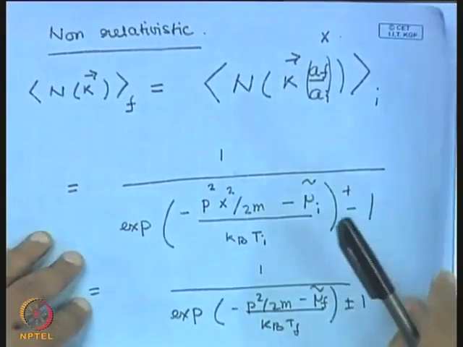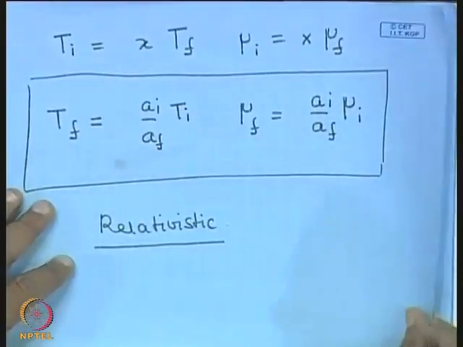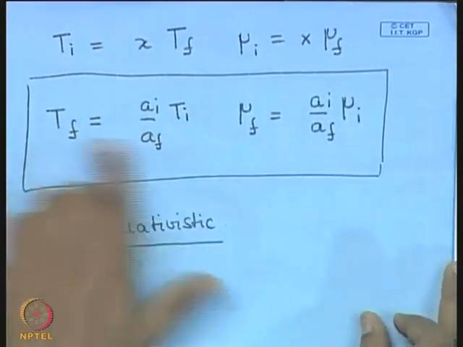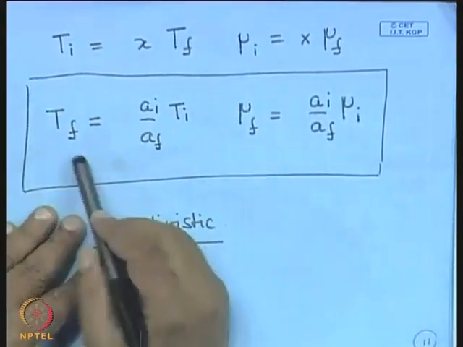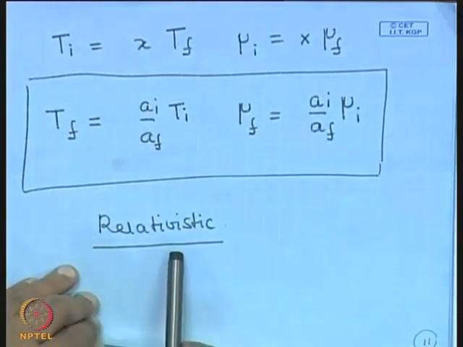Based on this we worked out how the temperature changes. The entire occupation number, the thermal state, is described by a temperature and chemical potential. So we worked out how the temperature and chemical potential scale for relativistic particles.